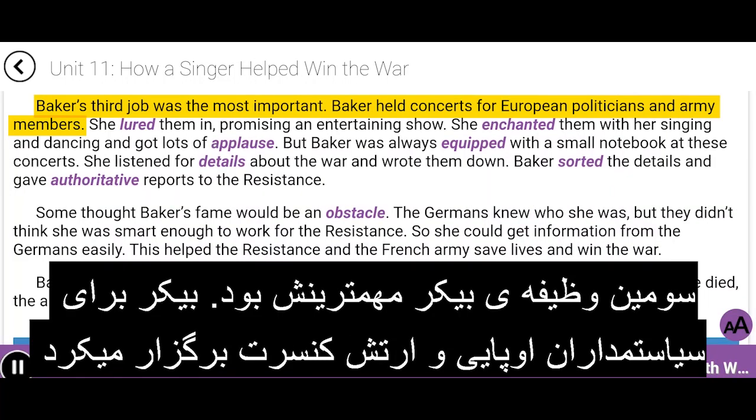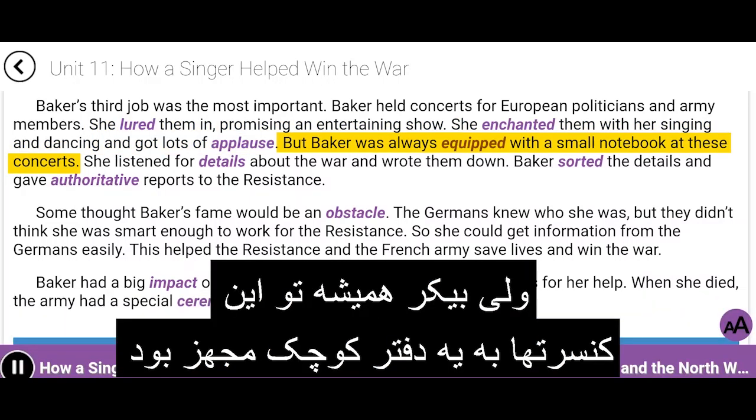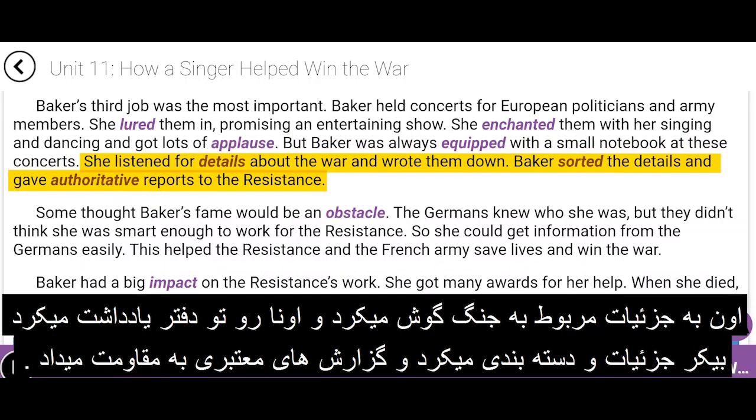Baker held concerts for European politicians and army members. She lured them in, promising an entertaining show. She enchanted them with her singing and dancing and got lots of applause. But Baker was always equipped with a small notebook at these concerts. She listened for details about the war and wrote them down. Baker sorted the details and gave authoritative reports to the resistance.